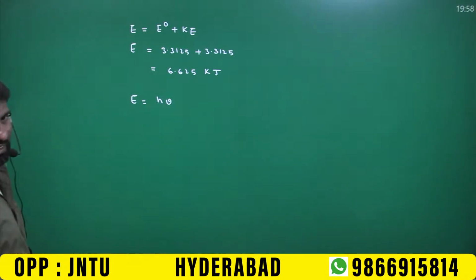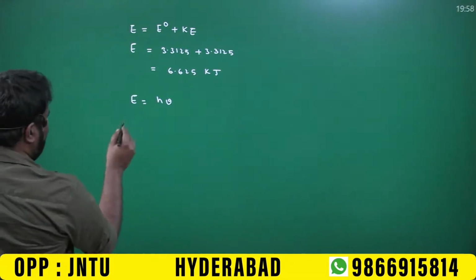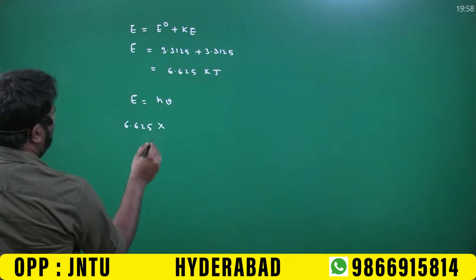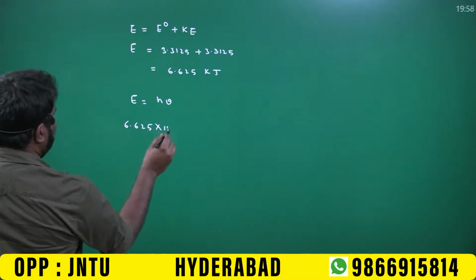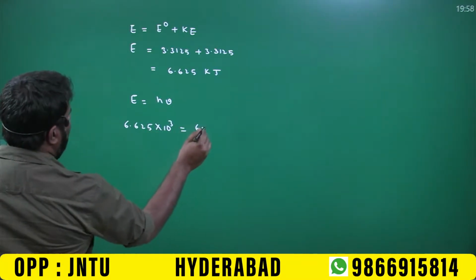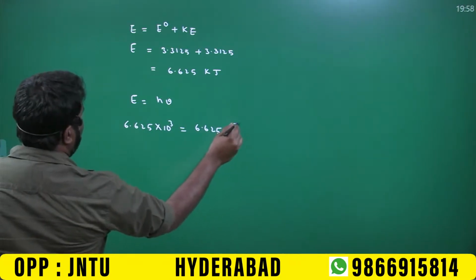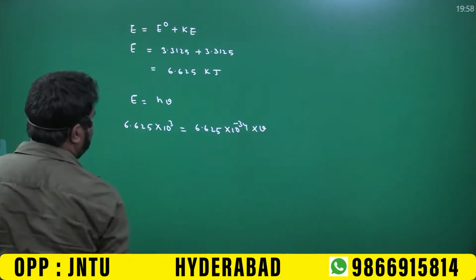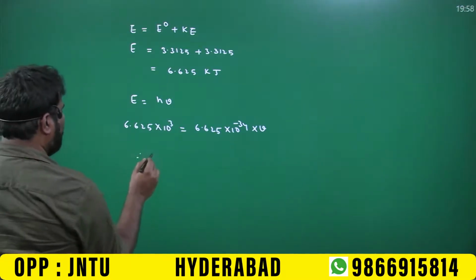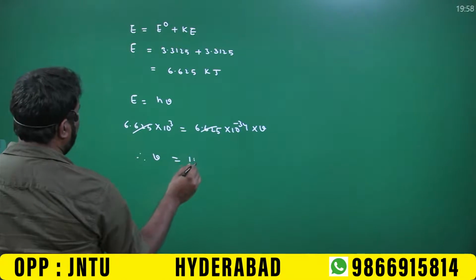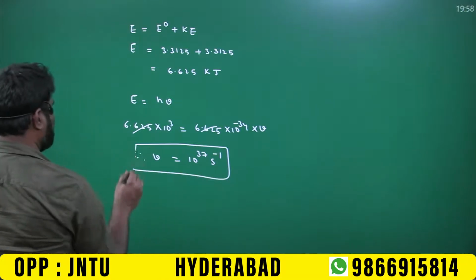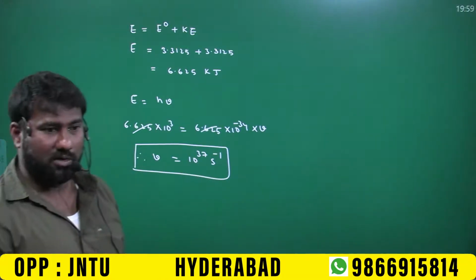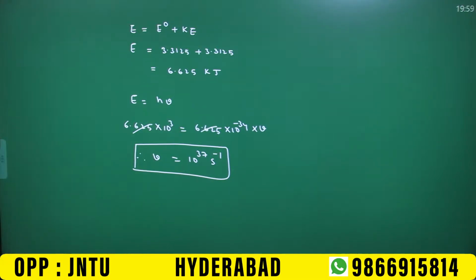We need to find the frequency of the irradiated light, right? So this is the energy radiated. Energy is 6.625 kilojoules, 10 power 3 joules, equal to 6.625 into 10 power minus 34 times the frequency nu. Therefore nu equals, this will cancel, 10 power 37 seconds inverse. It means that many photons are irradiated over the metal surface.